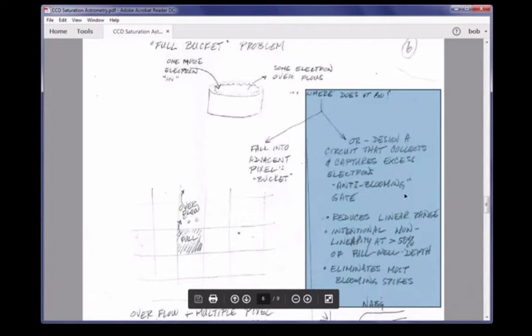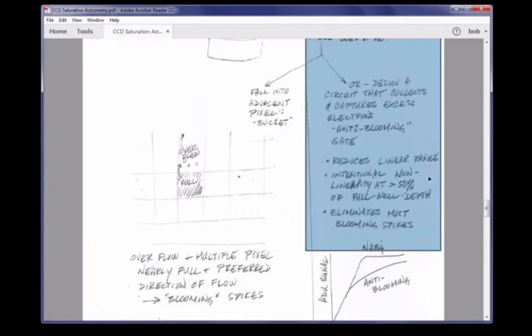That circuit is frequently called an anti-blooming gate. When the buckets start to get full, that circuit sweeps off the overflow electrons, puts them in a separate holding area so they don't flow over into the adjacent pixels. Good news is that largely eliminates the blooming effect, hence the term anti-blooming. The bad news is it reduces the linear range.